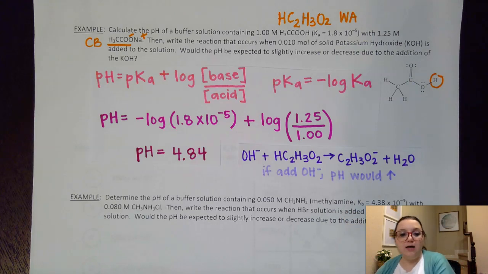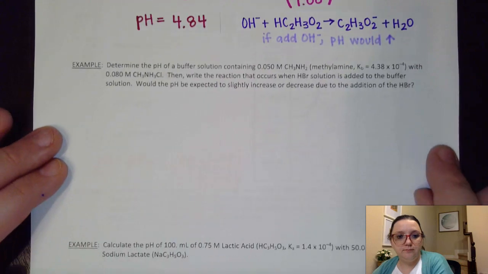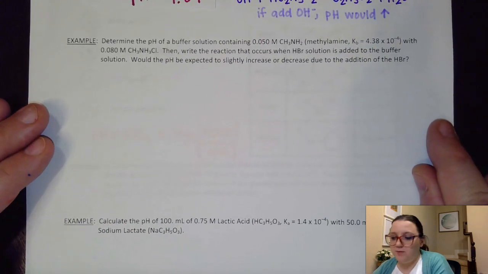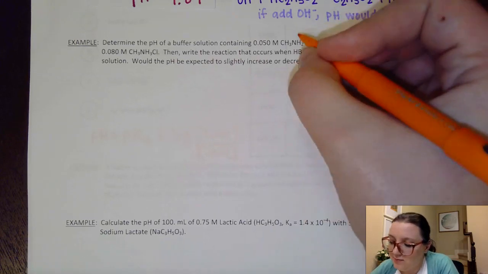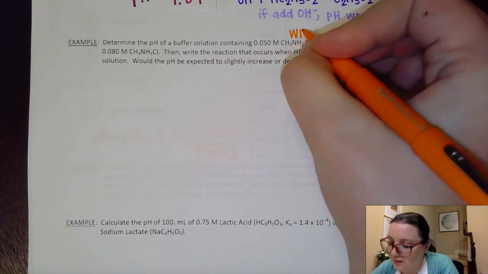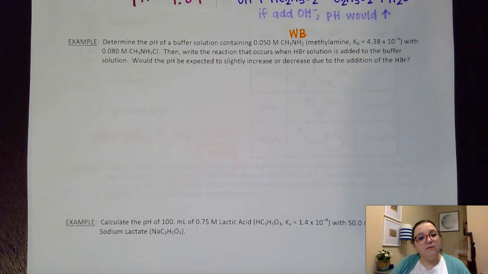All right, let's look at our next one here. I want to determine the pH of a buffer solution containing 0.050 molar CH3NH2, which they tell me is methylamine, and they give me a Kb value. Now, if they're giving you a Kb, then that means this sucker here is a weak base.